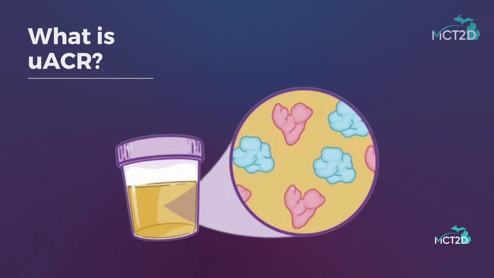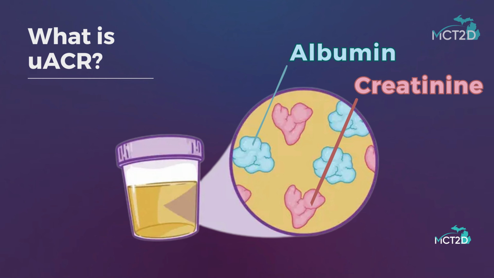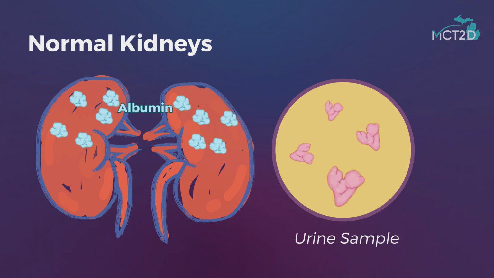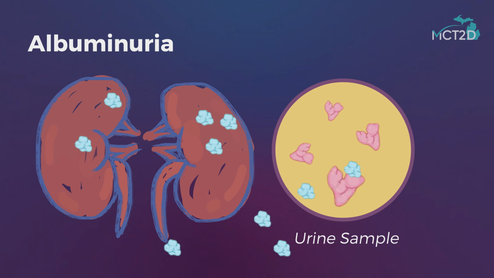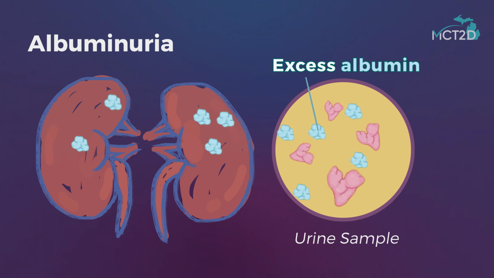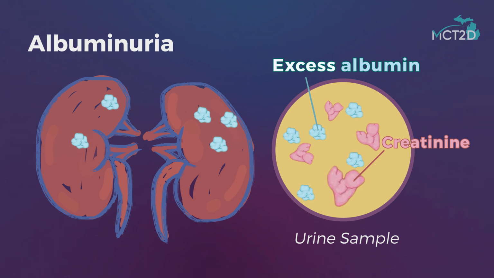First, what is uACR? A uACR measure estimates the amount of albumin, a protein, in the urine relative to creatinine, a waste product, over the last 24 hours in a urine sample. Normally, virtually no albumin is excreted in the urine. Albumin in the urine signals that the kidney's filtering barrier is becoming leaky, whereas creatinine reflects muscle waste product excretion and normal kidney filtration. Because the ratio corrects for urine concentration, uACR is more reliable than simply measuring urine albumin alone.